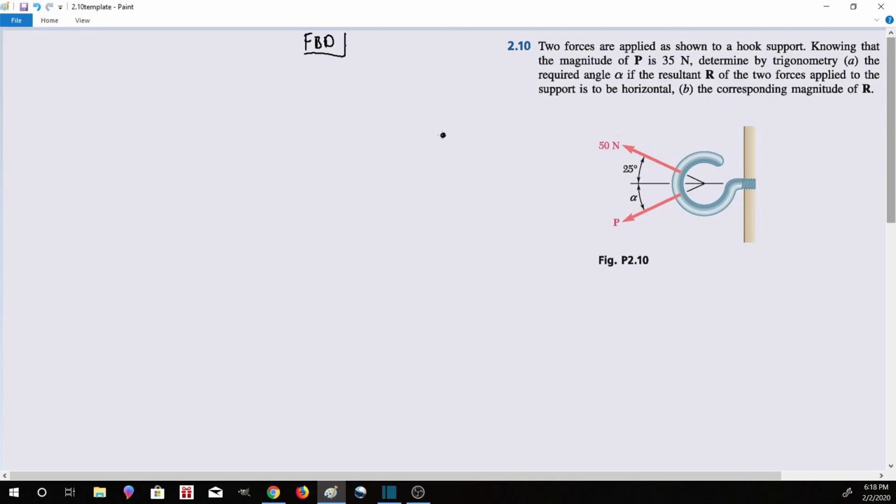And so we draw the origin, we draw force 1, this is 50 newtons, and the angle is 25 degrees. Then we draw our origin axis, then we draw our force 2, and this is angle alpha, this is an unknown, and it's also magnitude of P, so the problem statement tells us that P is 35 newtons.